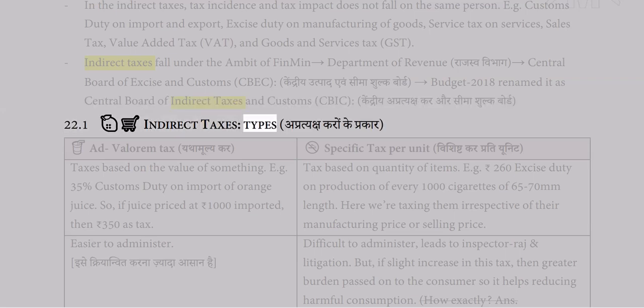Indirect taxes, types: ad valorem tax, specific tax per unit. Ad valorem taxes are based on the value of something. E.g., 35% customs duty on import of orange juice. So, if juice priced at 1,000 Indian rupees is imported, then 350 Indian rupees is the tax.